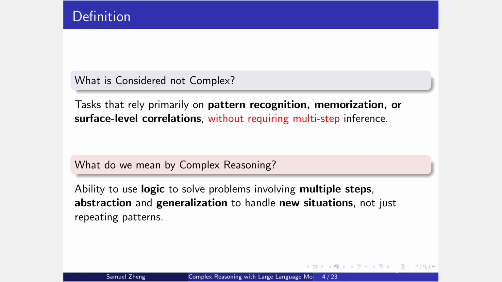So, what do we mean by complex reasoning? Complex reasoning is the ability to use logic to solve problems involving multiple steps, abstraction, and generalization to handle new situations, not just repeating patterns.